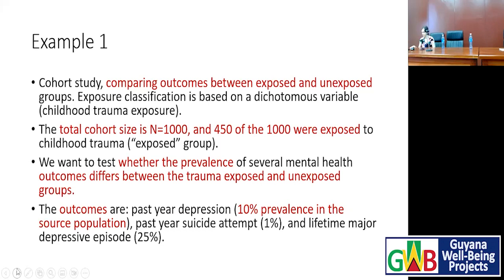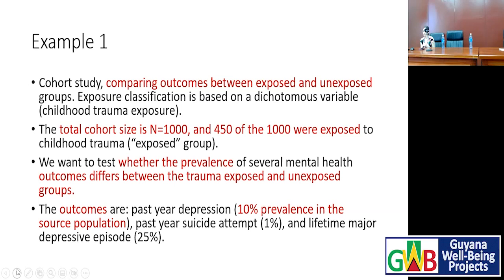Okay, so here we have example one. It's a cohort study comparing outcomes between two groups, an exposed and an unexposed group. Exposed and unexposed is the dichotomous variable, and here we'll say it's childhood trauma exposure. So we had a group that was exposed to childhood trauma and a group that did not have that exposure. We have a total study size of 1,000, and 450 of those are in the exposed group.